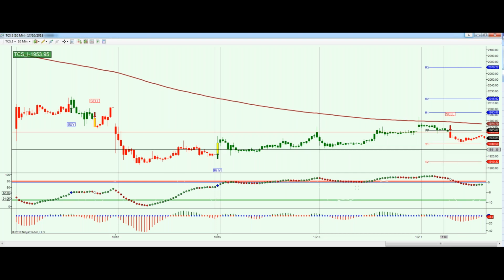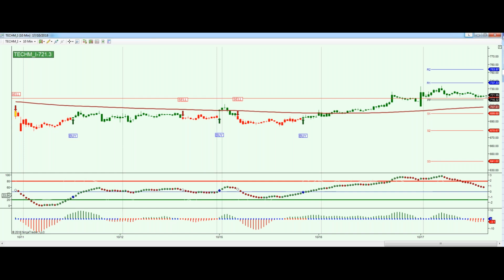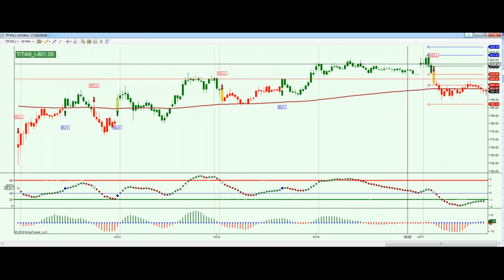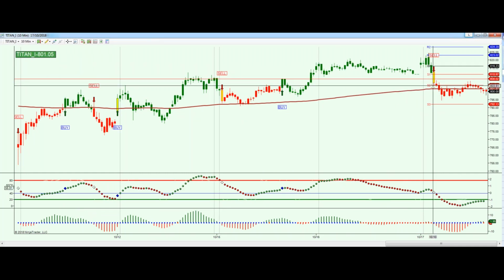Tech Mahindra is another call which made profit, and it has come down after making its targets. And I'll show you about Titan. Titan, we have a sell call. You can see the timing here. It's around 10:10. We have a sell call. It made a low of around 795. Our entry for Titan's sell call was 798.